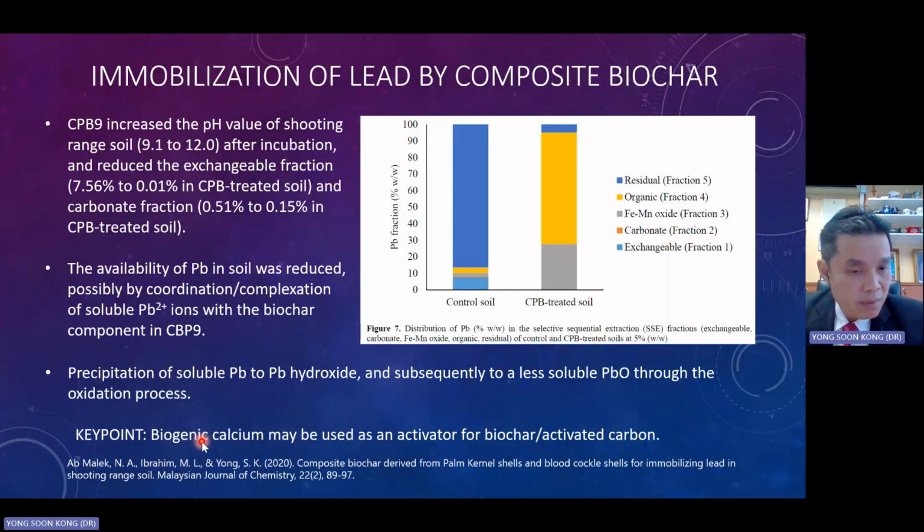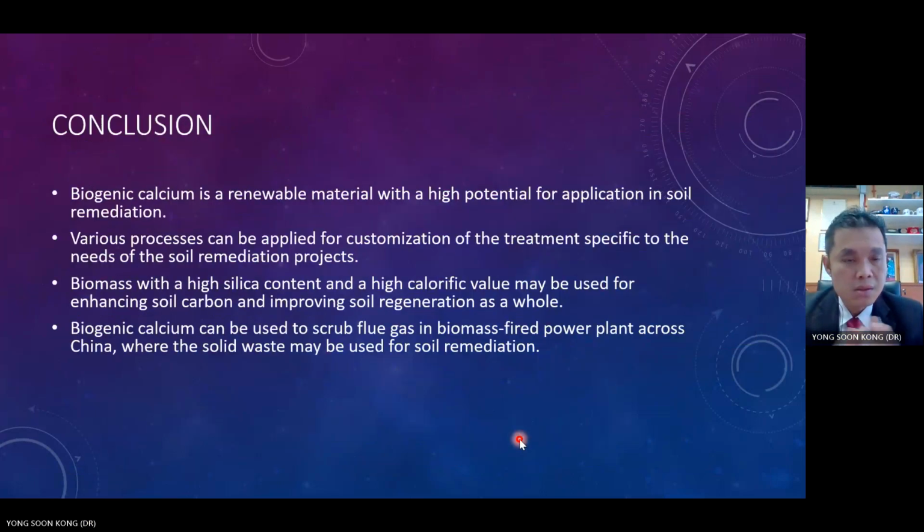So the key point is that biogenic calcium, in this case, has been an activator to activate the biochar instead of reacting itself as the liming agent. So the conclusion is that biogenic calcium is a renewable material with a very high potential compared to limestone because it's renewable. And because of its amorphous nature, it can be processed relatively easily.